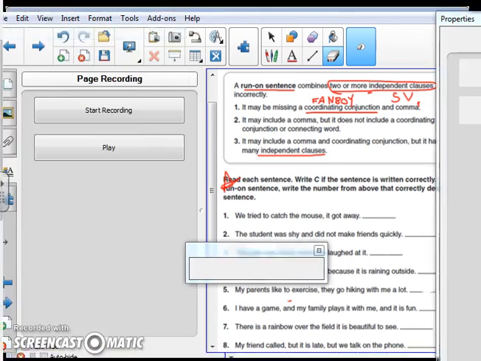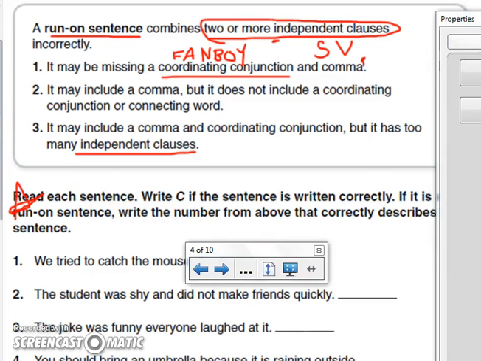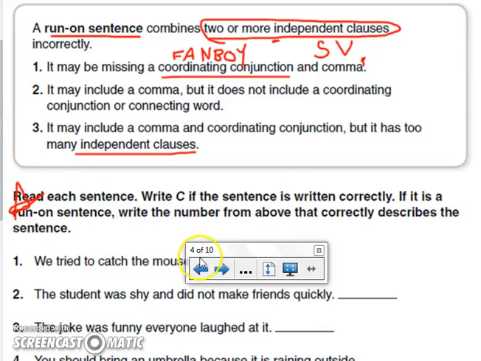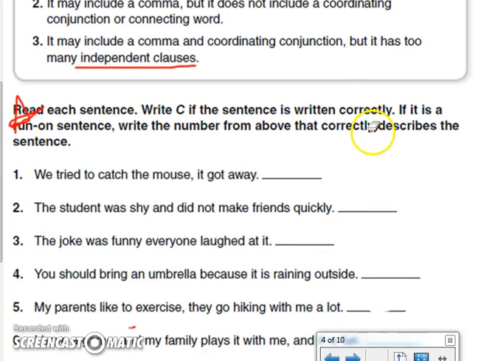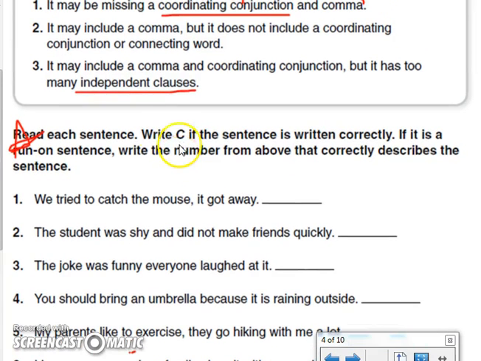Okay, I'm going to make this back to full screen. All right, so here's what we're going to do. We're going to read each sentence and write C if the sentence is written correctly. If it is a run-on sentence, write the number from above that correctly describes the sentence. So let's try a couple together, then I'm going to let you do it on your own. So I have to write C if it's written correctly. If it's a run-on, I have to choose, is it 1, 2, or 3? What mistake did I make? And then I have to write that number. So let's try a couple of these and see what you think.